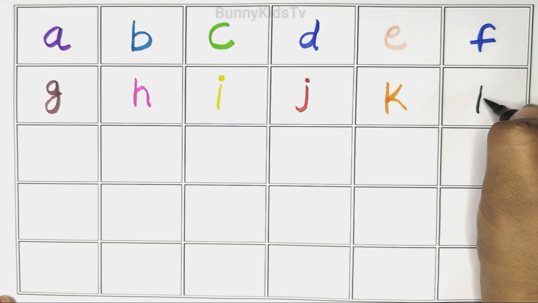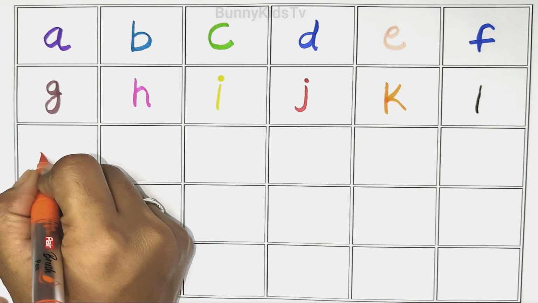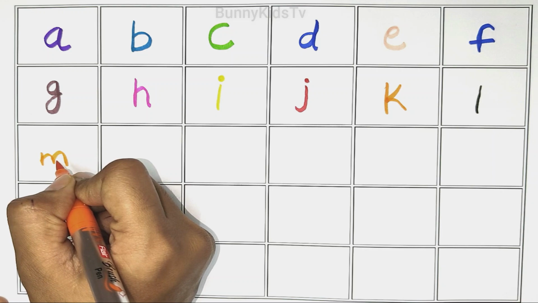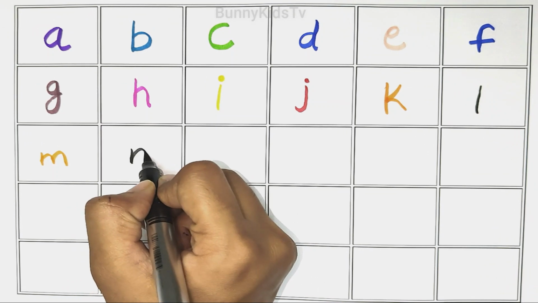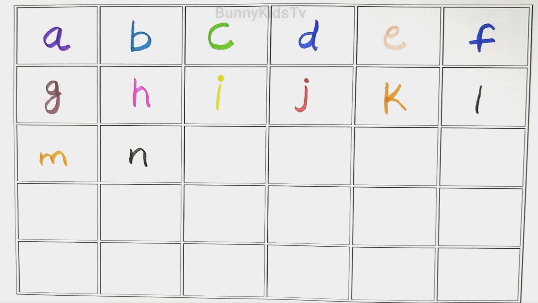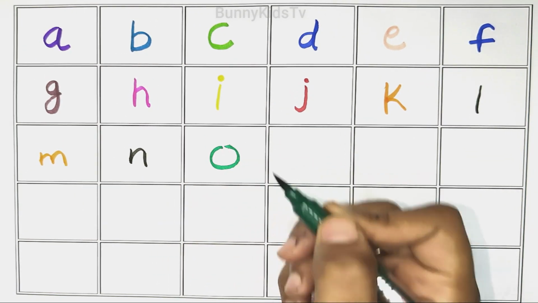L for lion. M for monkey. N for nest. O for orange.